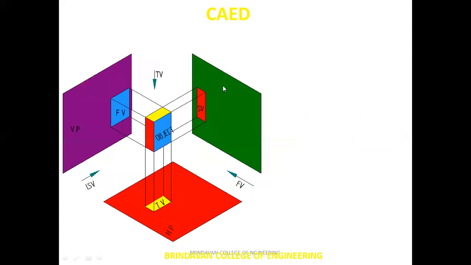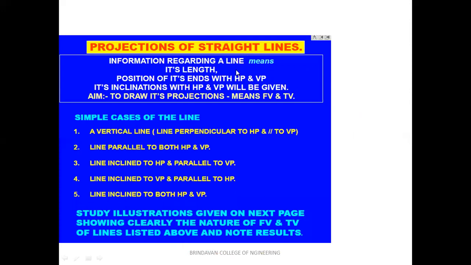So it is the same, I can see the front view, side view and top view of an object. So this is projection of lines. This is a very important concept here. These are the simple, basic concepts. After that we have to go for the actual ones: vertical line, line perpendicular to HP and parallel to VP, line parallel to both HP and VP, line inclined to HP and parallel to VP, line inclined to VP and parallel to HP. So all these concepts you can see here.